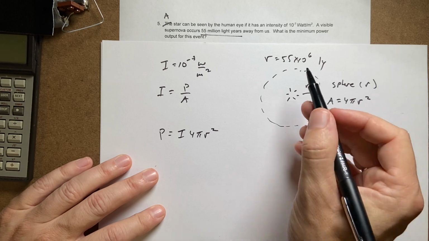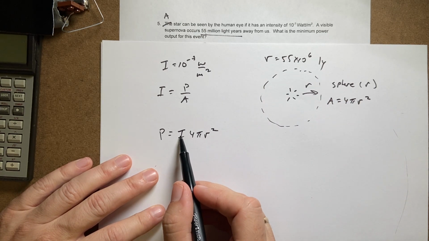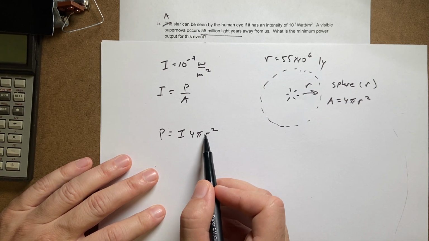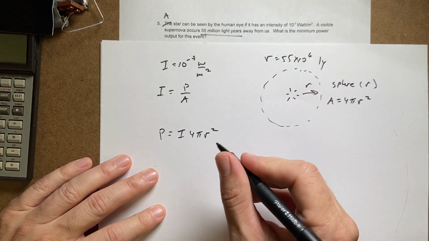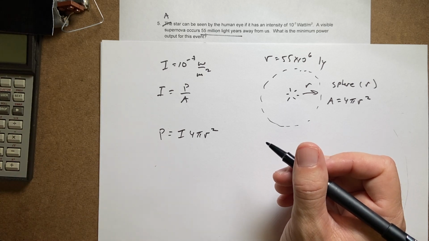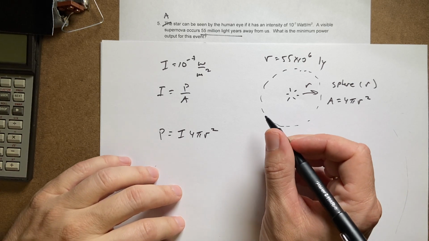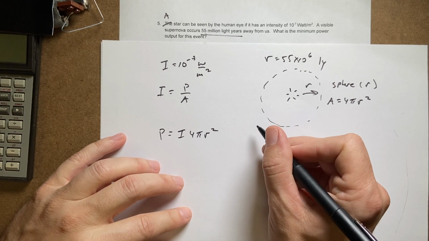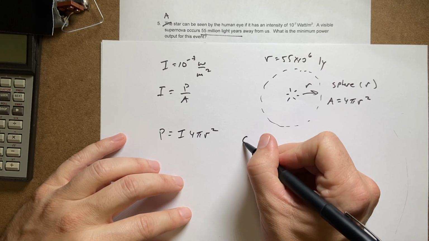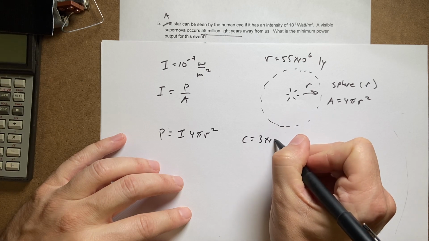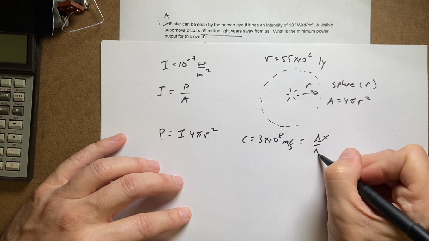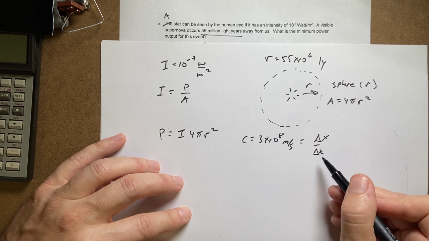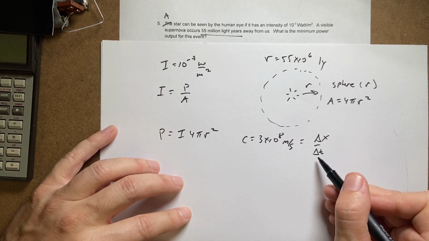But wait, here I have a problem. Intensity is in watts per meter squared, and this is in light years. So I need to convert. Now, how do I convert light years to meters? I did this the long way. On the test, I gave a couple of hints, but let's just do it the long way. The speed of light, c, is 3 times 10 to the 8th meters per second, and that's the change in position over the change in time for light. So the question is, if it goes for 1 year, how far did it go?